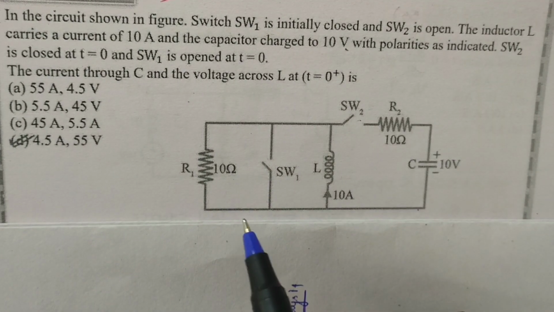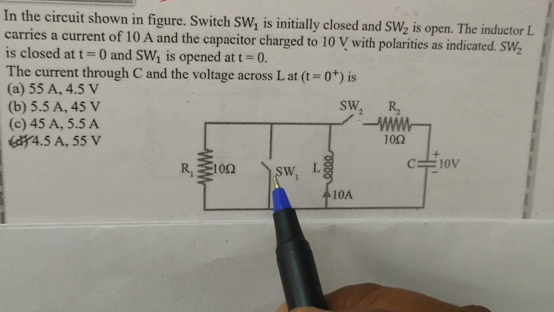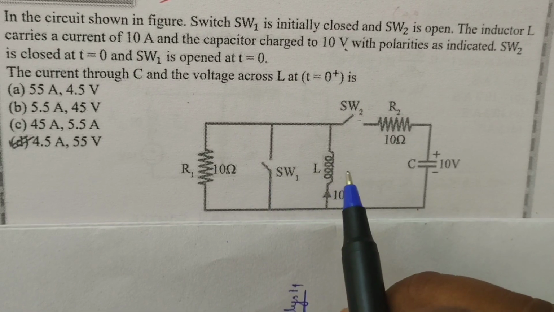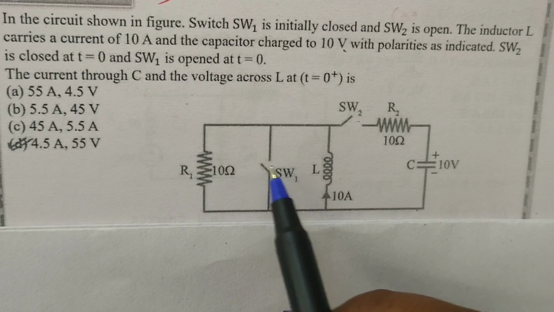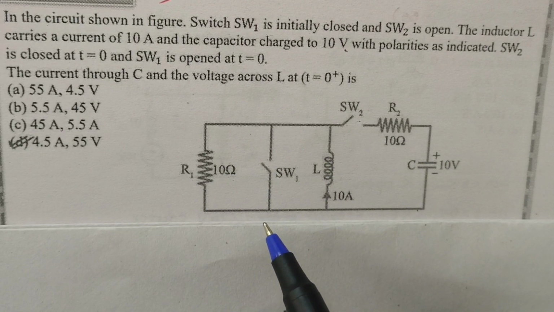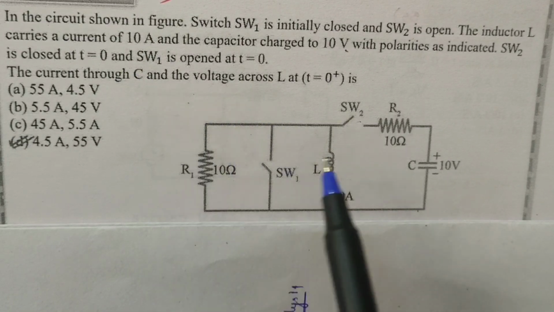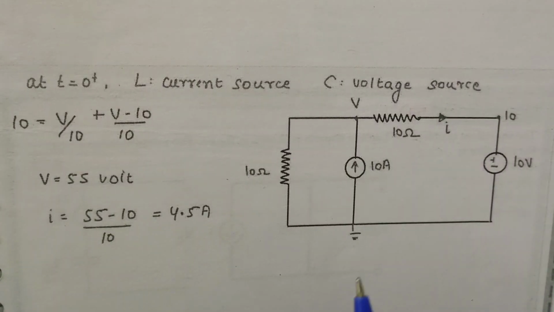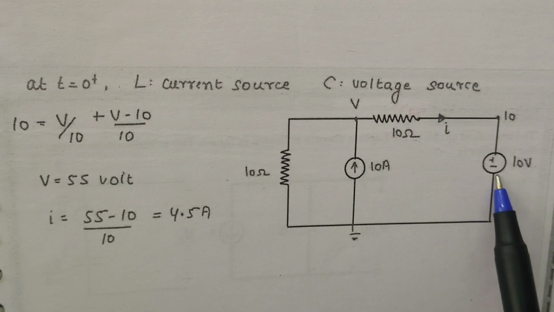Here at t equals 0, the initial inductor current is 10 amperes and the capacitor initial voltage is 10 volts. At t equals 0, the inductor acts as a current source and the capacitor acts as a voltage source. You will get the circuit like this, with the inductor as a current source and the capacitor as a voltage source.